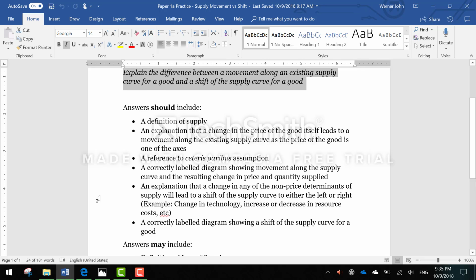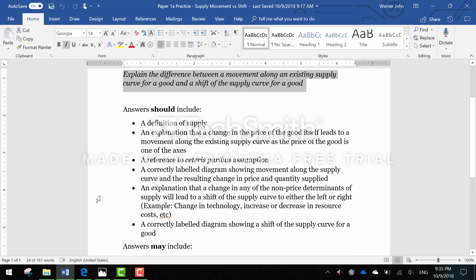Lastly, you see that a correctly labeled diagram showing a shift of the supply curve for a good should also be included. Now, I mentioned in class that perhaps you could get away with only creating one diagram for this question rather than two, to show both movement and shift on a diagram. But be careful there, because if there's too many arrows, too many letters, and it's not well explained, you could lose points on either your diagram or your explanation.